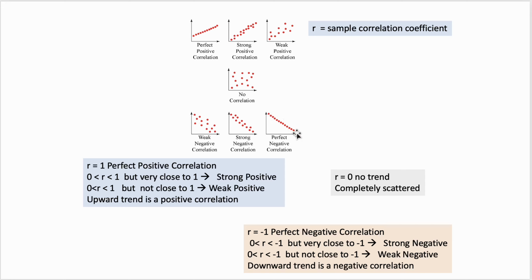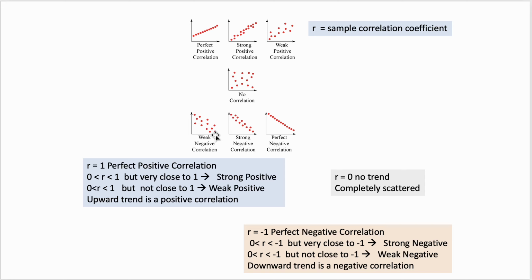So this is a perfect negative correlation. The value of r would be close to -1. A strong but not perfect negative correlation, r would be close to -1, but it wouldn't be -1. And here we have a weak negative correlation. R would not be close enough to -1 to call it strong.